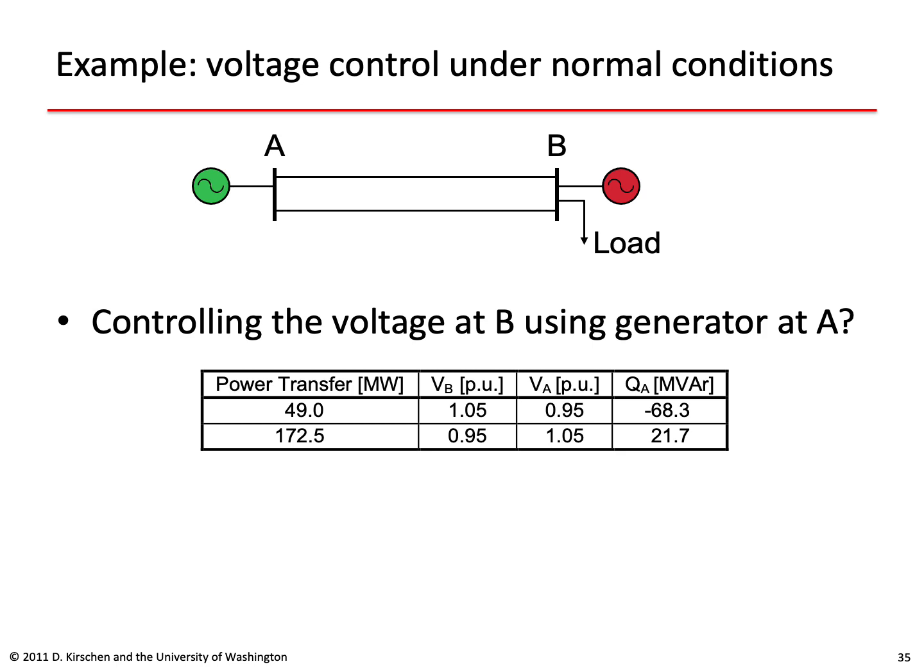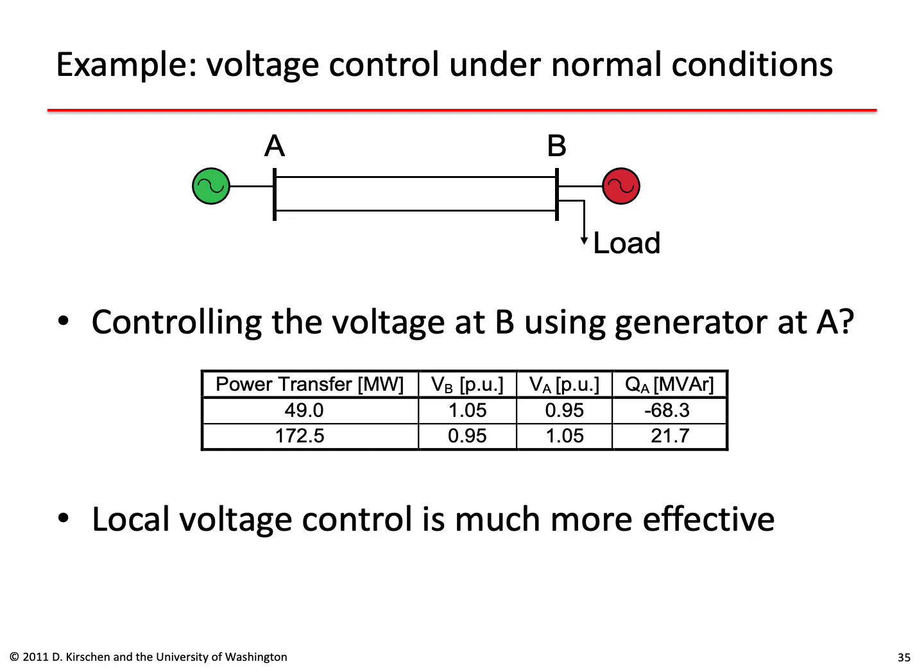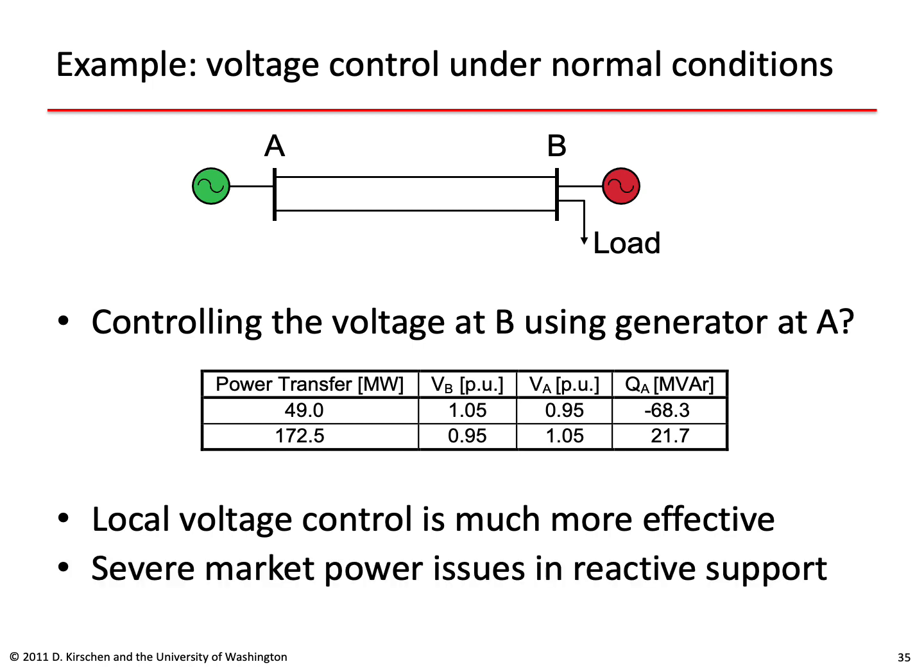On the other hand, if we try to transfer more than 172.5 megawatts, the voltage at B would be below 0.95 and the voltage at A would be above 1.05. So the conclusion is that local voltage control is much more effective than remote voltage control. That means that if we pay generators for providing voltage control, they pretty much have market power at the buses where they are located, because they're the best placed ones to provide reactive support.